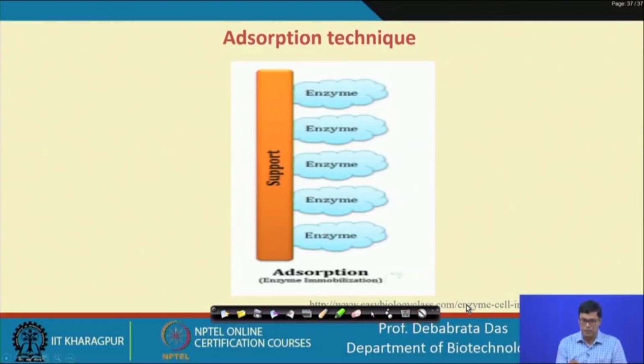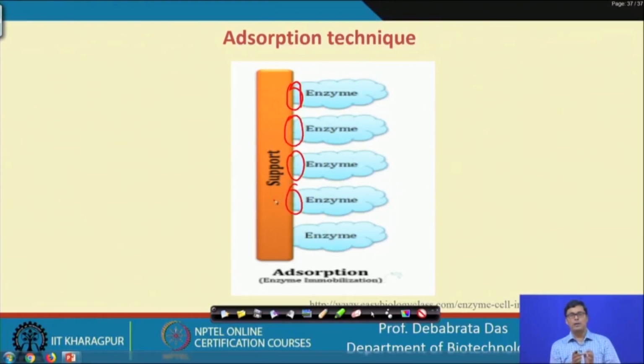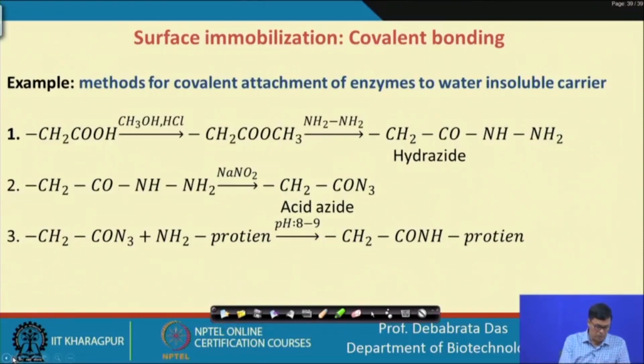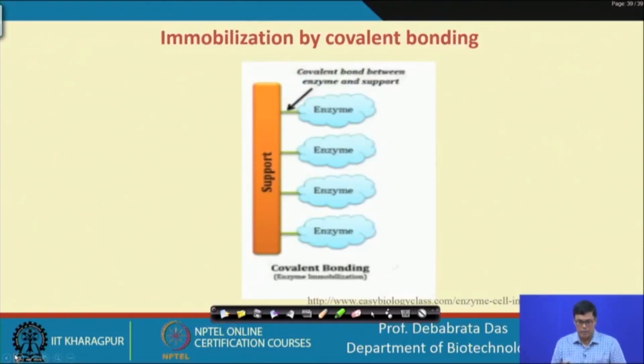And this is the adsorption. This is the simplest technique, because on the solid matrix the enzymes are immobilized on the surface. This type of attraction is mainly due to Van der Waals forces, and Van der Waals forces are very weak. So with a little shear force, if you pass liquid, what will happen? It takes the enzyme away from the solid matrix. So this is a very simple technique, but the problem is that the bonding between the solid matrix and the enzymes is very weak.